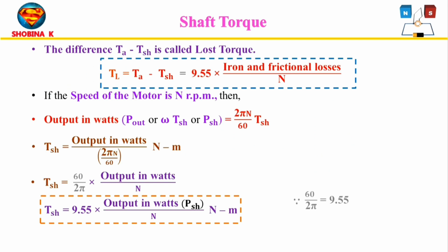If the speed of the motor is N RPM, then the output of the shaft power in watts of the DC motor is given by PSH equals 2 pi N TSH divided by 60. And TSH equals output in watts divided by 2 pi N divided by 60 in Newton meters. On simplifying this, we get TSH equals 60 by 2 pi into output in watts divided by N. And we know that 60 by 2 pi equals 9.55. On substituting the value, we get TSH as 9.55 into output in watts divided by N Newton meters. And this is the formula for TSH.